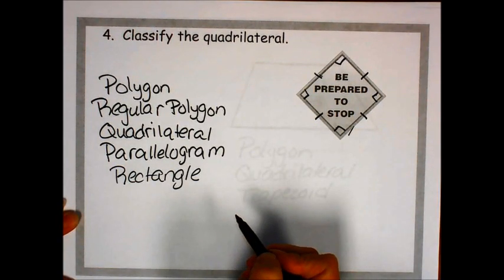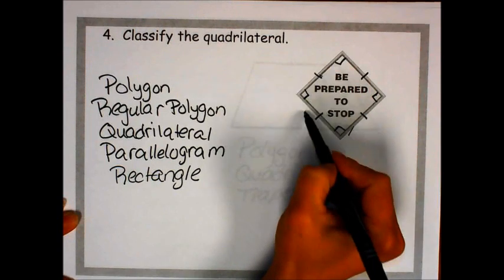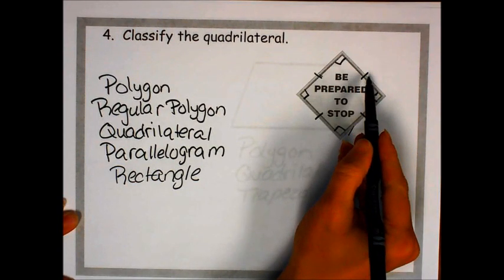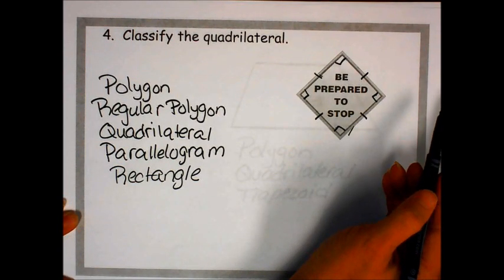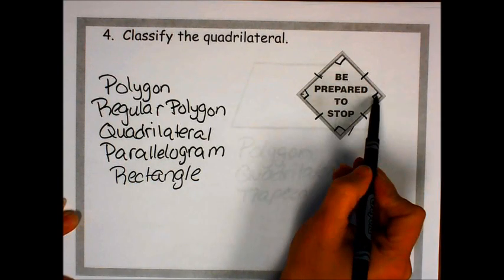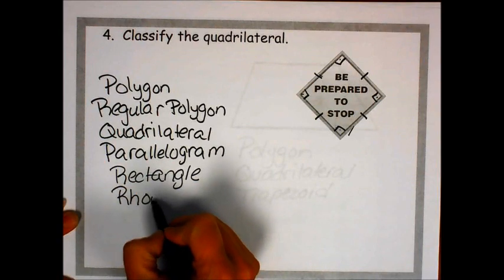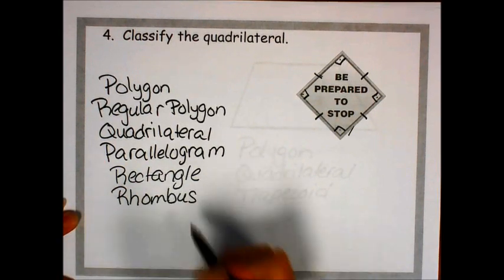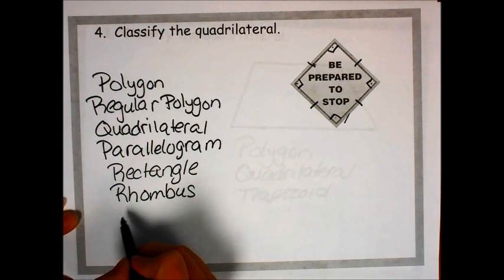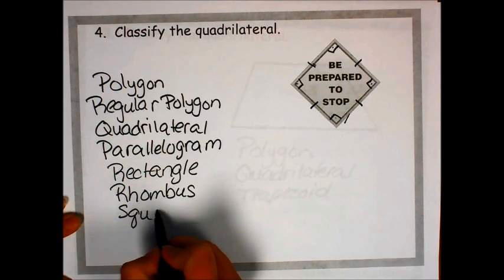I can also call it a rhombus because it has 4 equal sides. Those opposite sides are parallel, and opposite angles are also equal, so I can call it a rhombus. But the most specific name I can give it is a square.